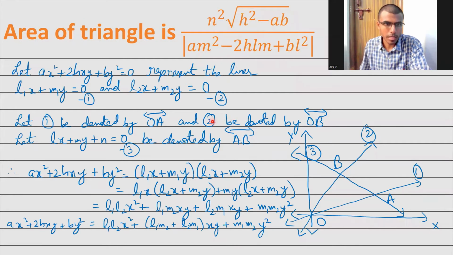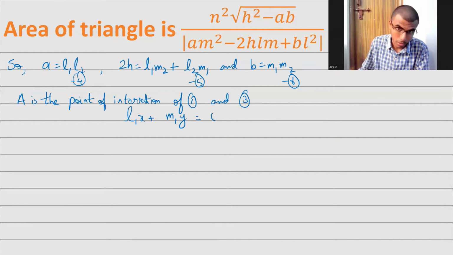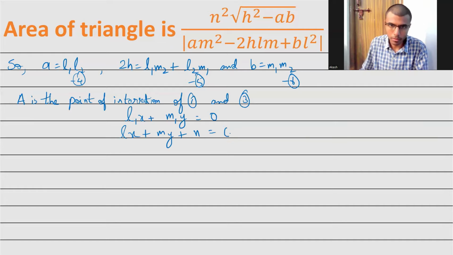So 1 is L1x plus M1y equal to 0. And then what is my 3? Lx plus My plus n equal to 0. So I'm going to use the xy1 method. It's not exactly that, it's a method of cross multiplication. So I would have something like this.